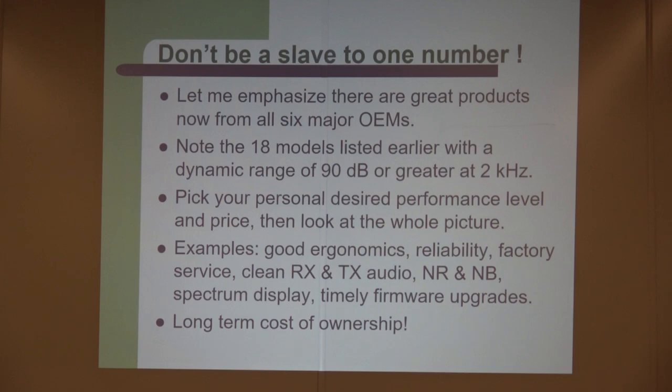Don't be a slave to one number, even my one number. On my website, that's sorted by close-in dynamic range. That's a CW thing, more than sideband, because of the splatter issue and the fact that the splatter is worse than the receiver's dynamic range. But it's a starting point. We don't really want to buy a dud radio. So maybe we've got 18 we can pick from, new or used.